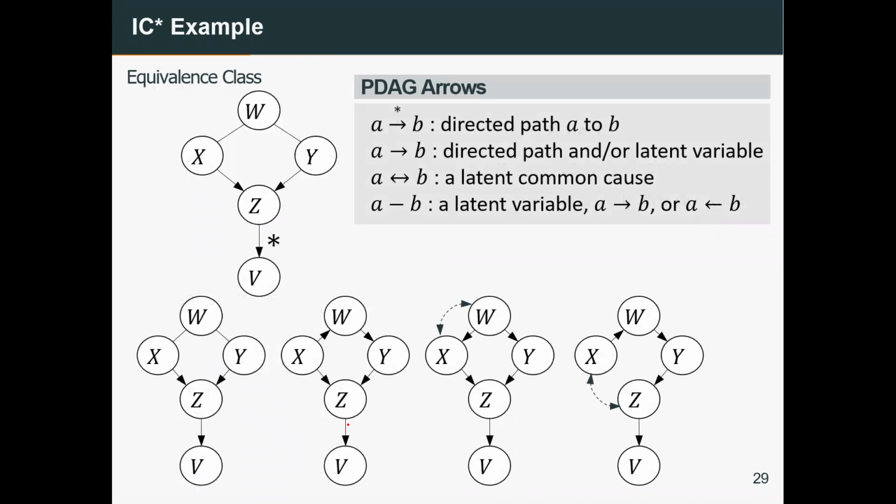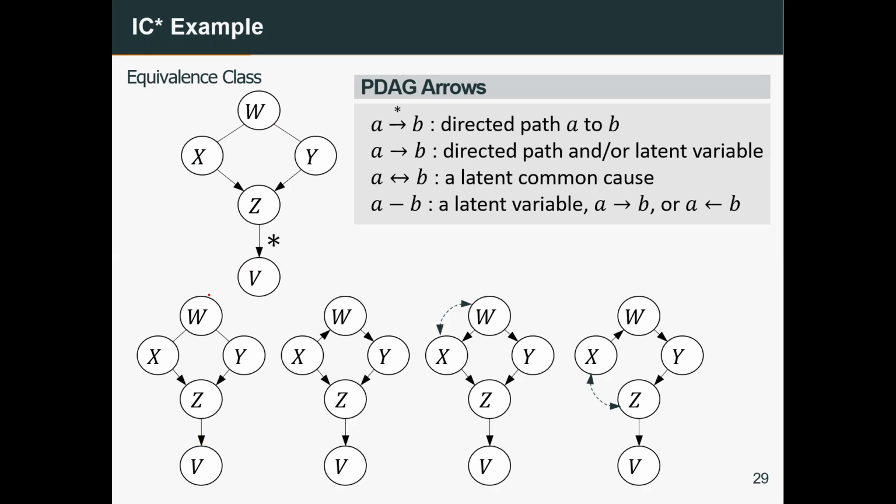So then I wanted to talk a little bit about the equivalence class here. If this is our current guess of the model, then some of the graphs that could be in the same equivalence class as this is going to be this graph over here, where we've just gotten rid of the directed edge from Z to V, and let's make this direct causation.